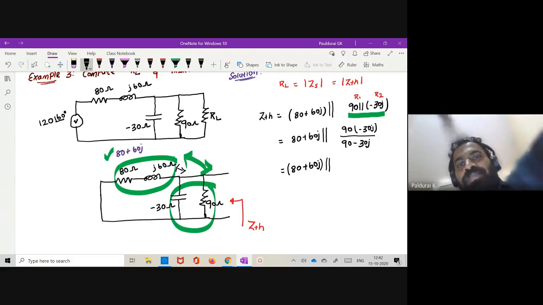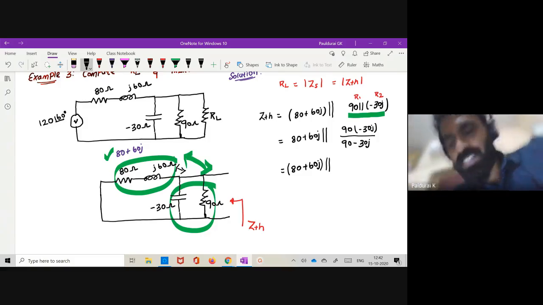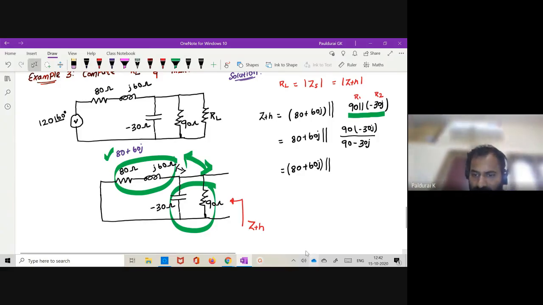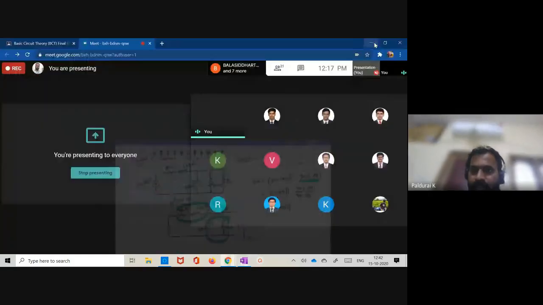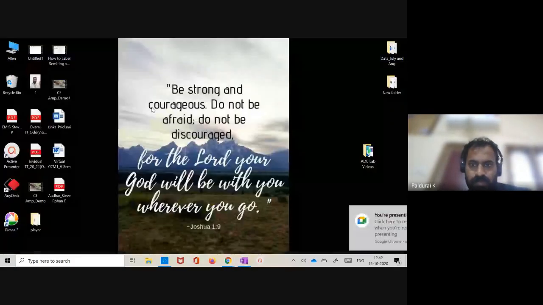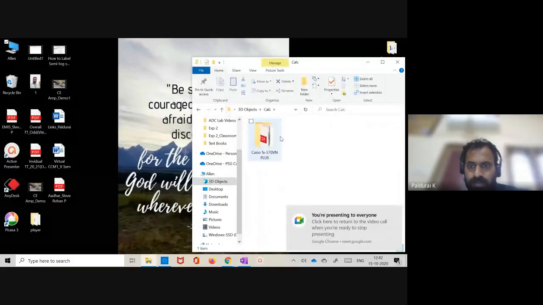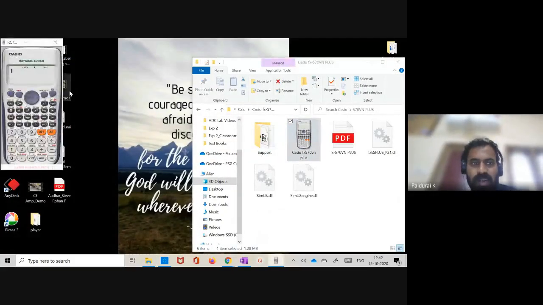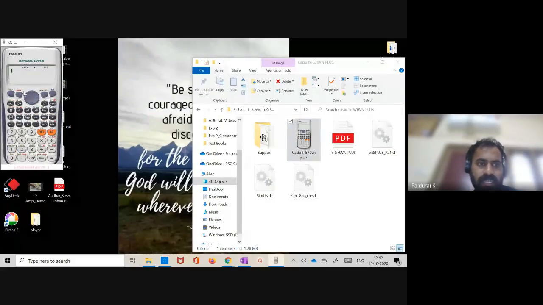Do you want to do this? You can do this in one step on the calculator. I don't know why you guys are taking this much time. Let me open my calculator. Don't take a complex conjugate and all. Just listen. Already it is in complex mode.